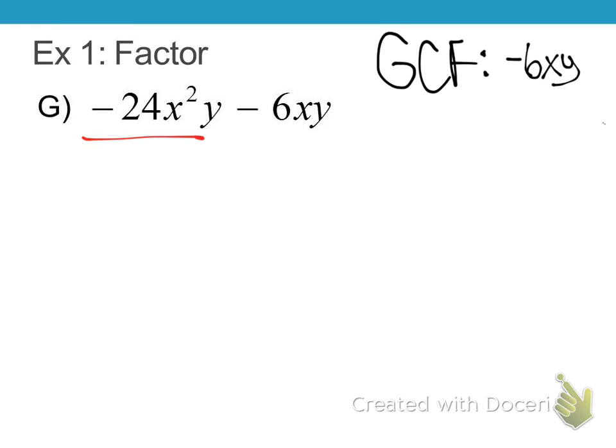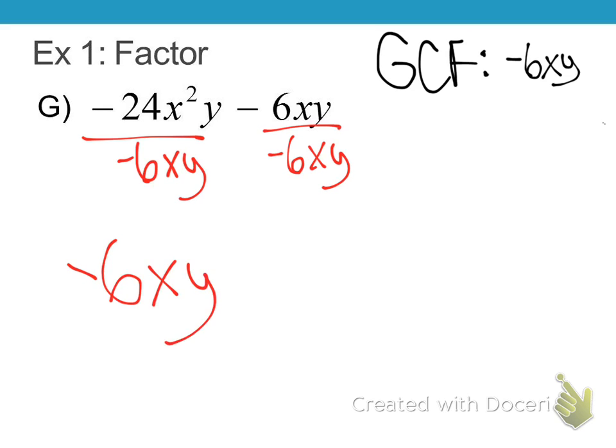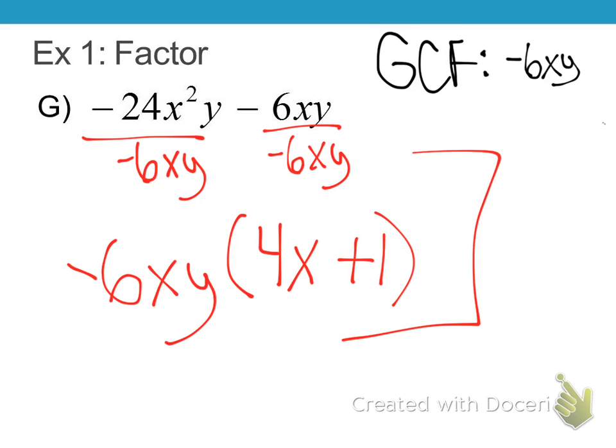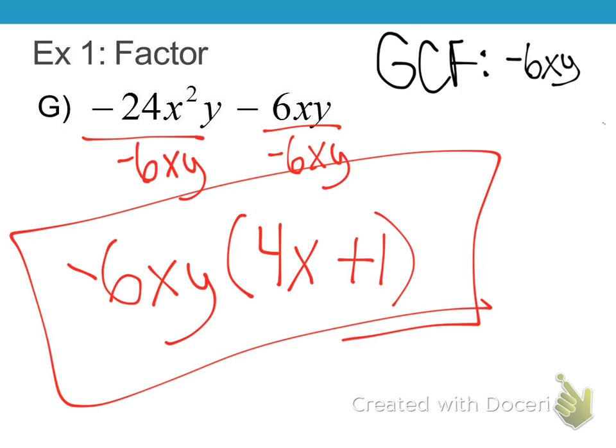So I'm going to divide each of these by negative 6xy. That's going to change all of our signs that are left over. So what's a negative divided by a negative? Okay, so positive what? 4x plus 1. Any questions?